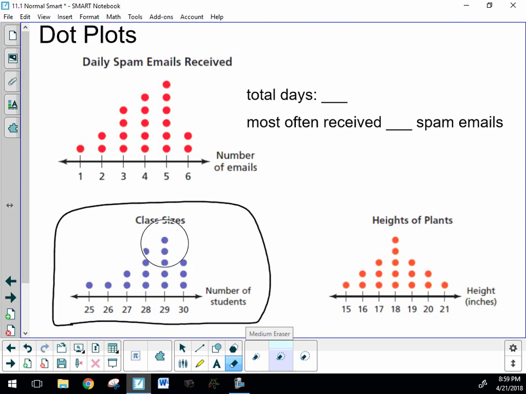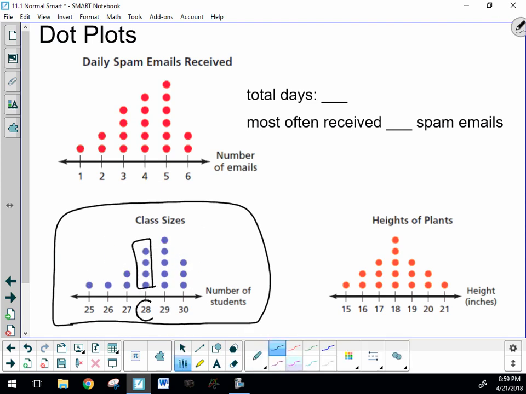So what that dot plot means is that there were 4 classes that had 28 students. There were 3 classes that had 30 students. So the smallest class at this particular school had 25 students. The largest class had 30 students, and the most common number of students was 29. So these are dot plots, and hopefully they make sense to you.